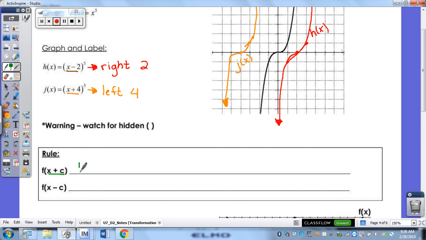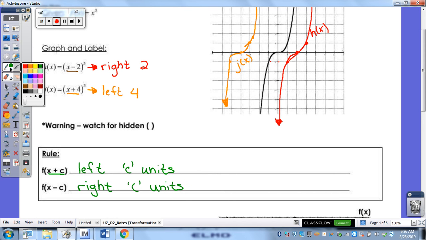So plus c, opposite of what you're going to think, so that means we're going to go to the left, c units again, whatever that number is. Subtraction means we're going to go to the right. And that's only true for those ones. Otherwise, up, down, exactly what you think. Plus is up, minus is down.